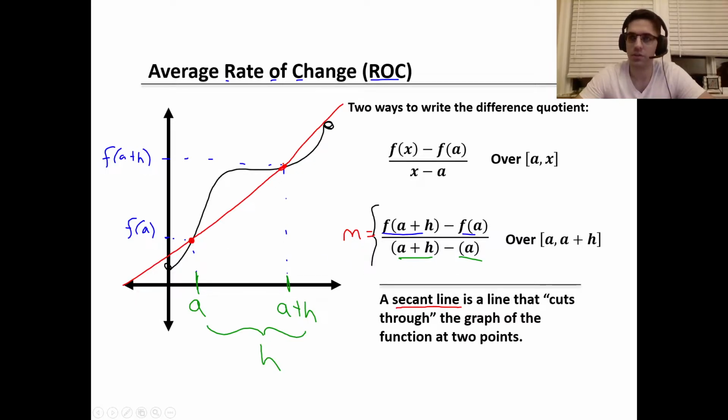We can also look at the graph and see that this gives us the beginning point and the end point of our interval. If we connect those points and draw a line through them, it creates what we call a secant line. I think the basic Latin meaning of secant is a line that cuts through something. So the secant line is going to cut through our graph at a, and it's going to cut through our graph at a plus h.